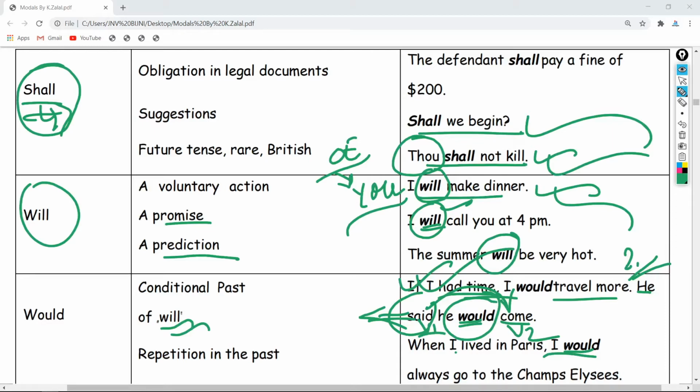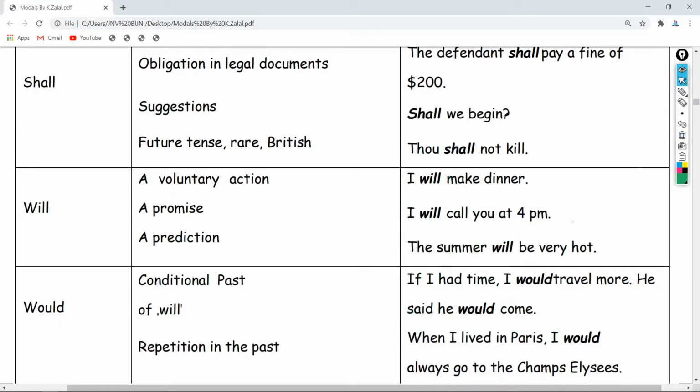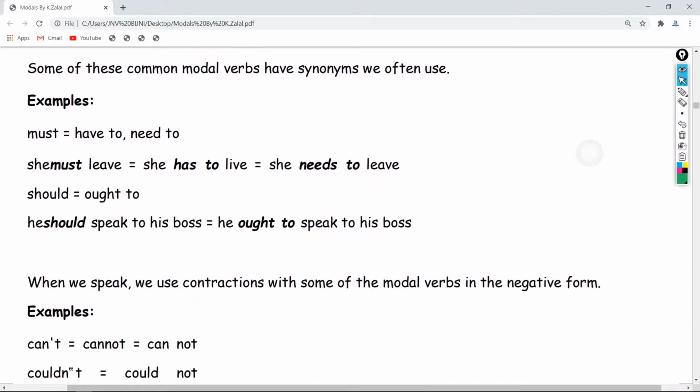Then let us continue. Now, my dear children, we'll see some of the synonyms. That means we are talking about the meaning of the modals. If we know the meaning of the modals, if we know the synonyms of the modals, then it will be quite easier for us to make appropriate use of them in the sentences that are given in the exam for testing. Therefore, let us continue.